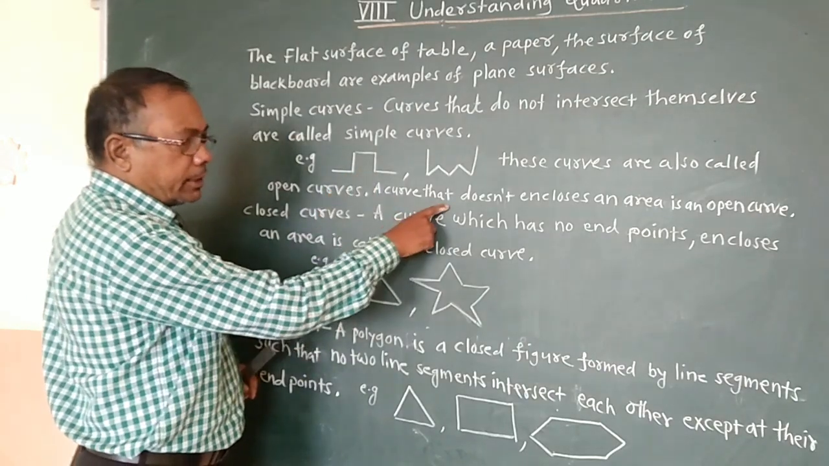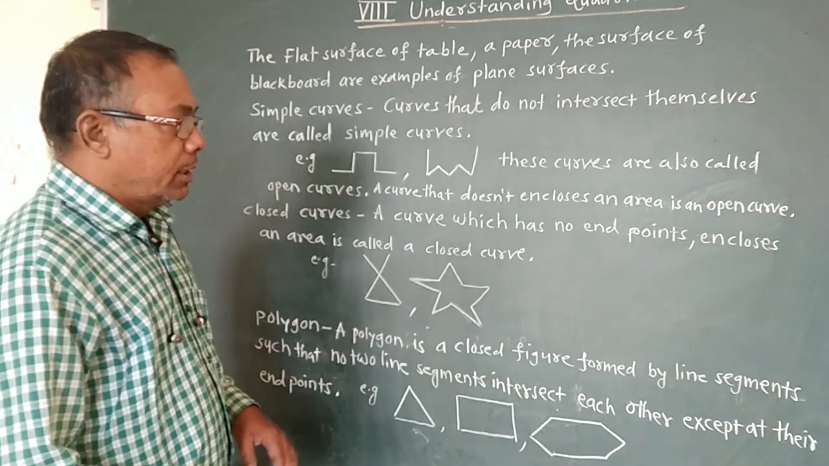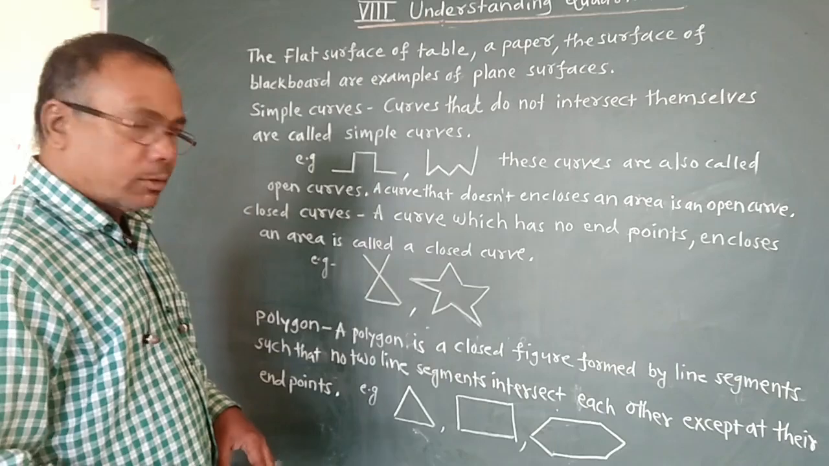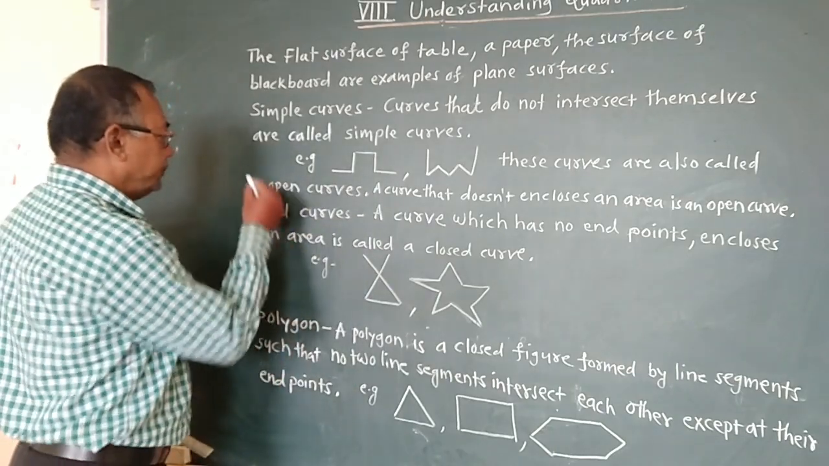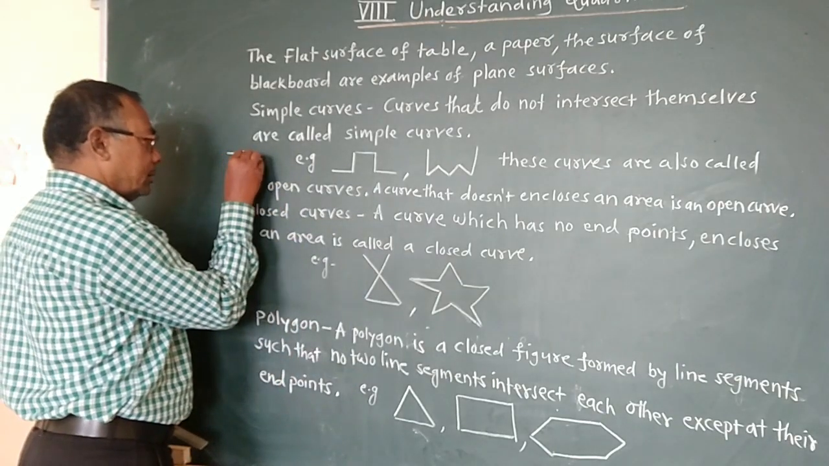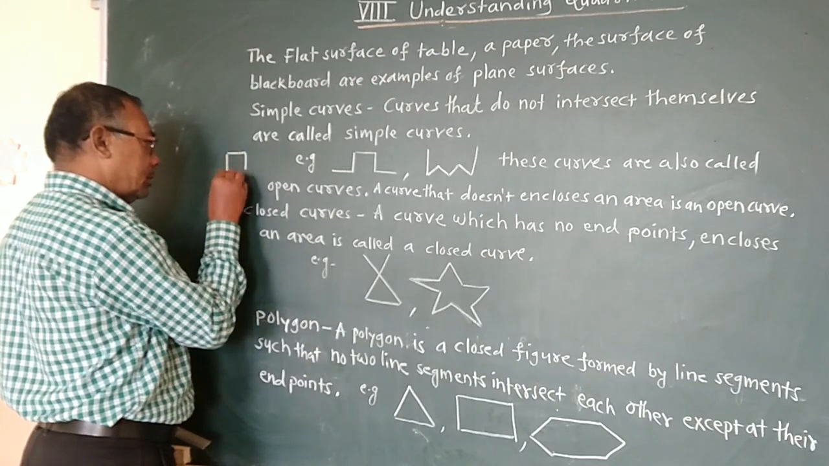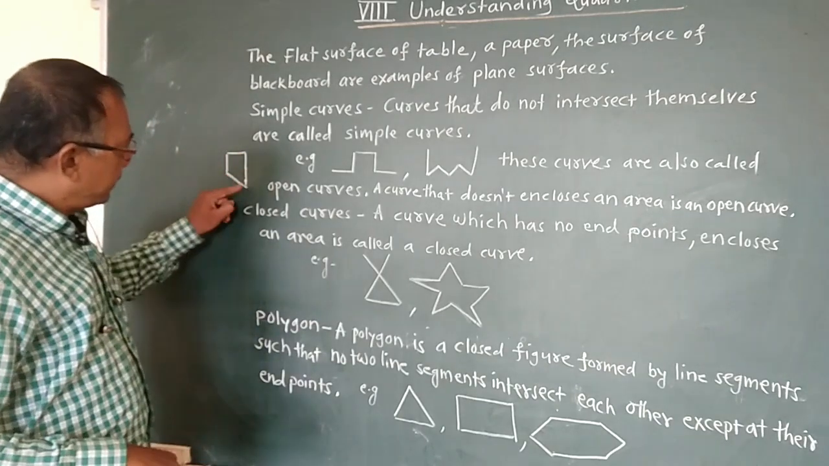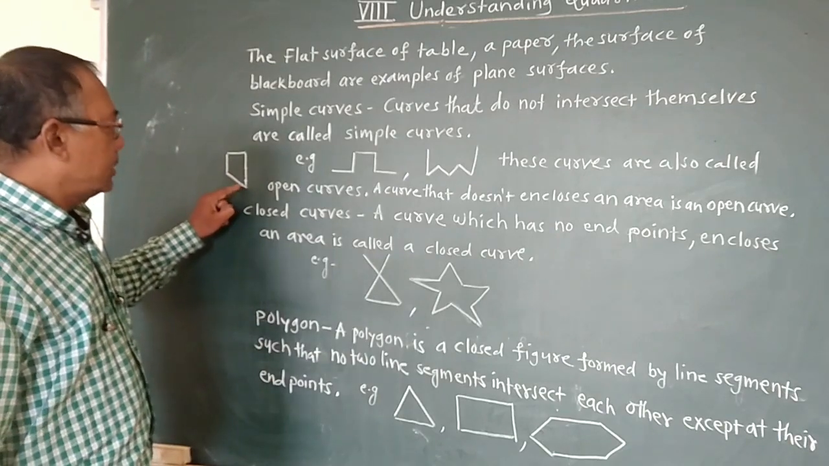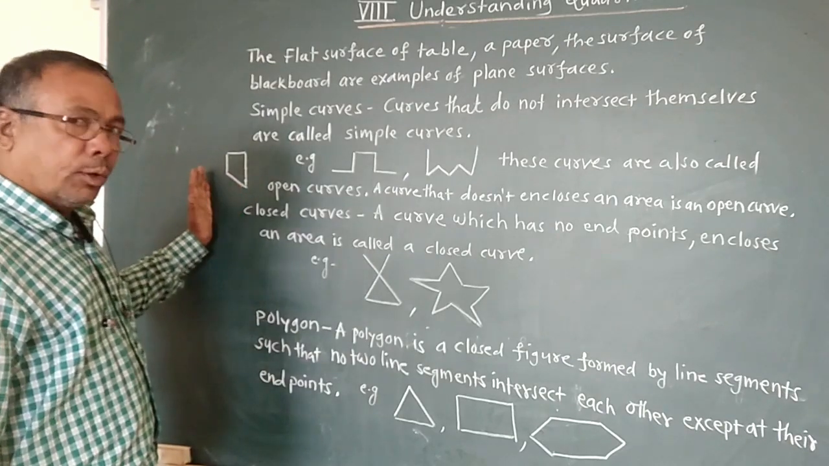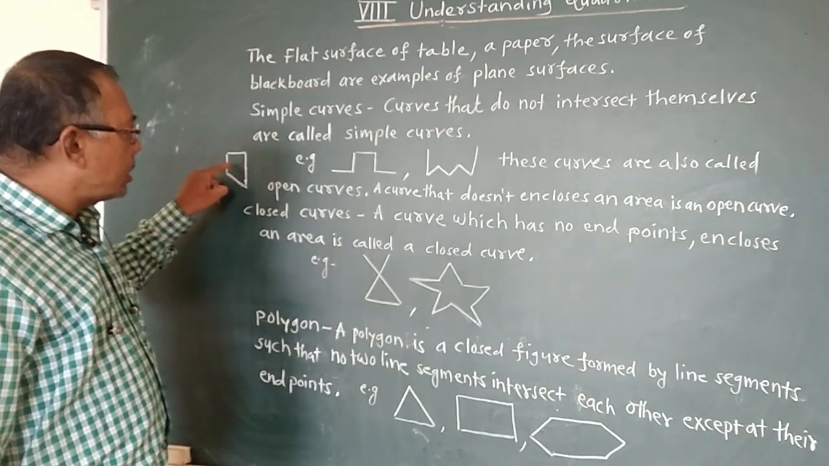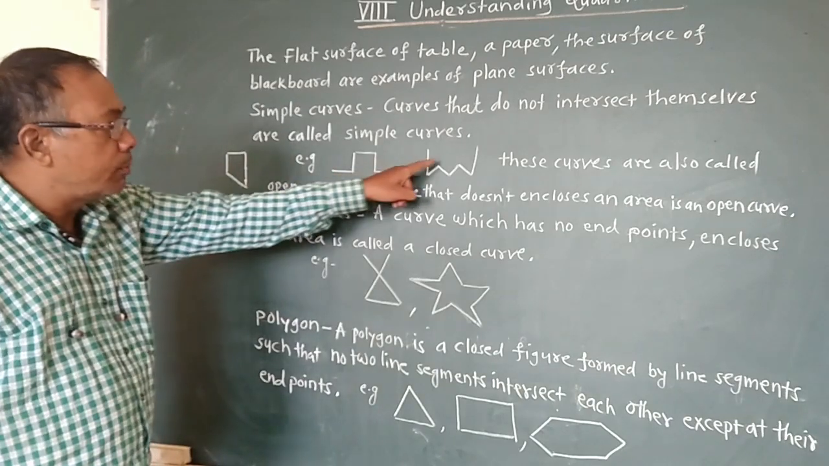A curve that doesn't enclose an area is an open curve. Means if we draw these curves, then they are closed. Means the curve has enclosed some area, and therefore this is not an open curve. These are the open curves.